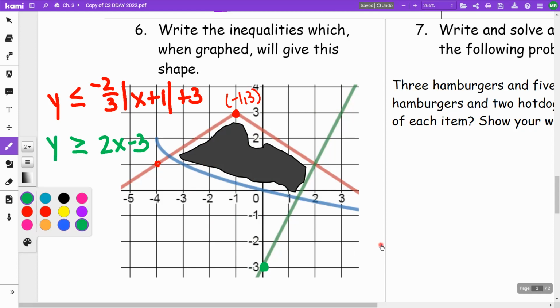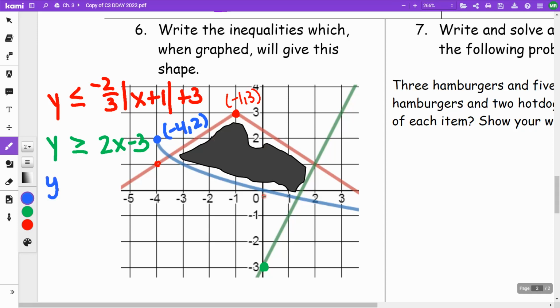Now the blue one is a square root. It's going to be a negative square root because it's going down. It has a starting point at -4, 2. And then as I go out here, the square root of 1 is 1. I went down 1. The square root of 4 is 2. I went down 2. So it's just a regular square root, but it's going to be negative.